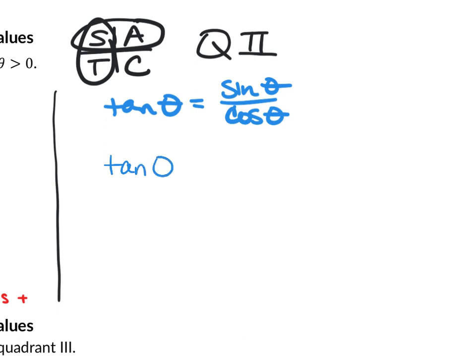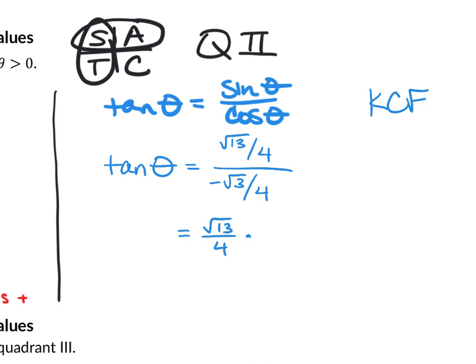So tangent of theta, which is what we're searching for in this problem, is going to be sine of theta, which we found was square root 13 over 4, over cosine of theta, which was given to us as negative root 3 over 4. Ew, we have fractions in our fractions. What do we do to do this without the use of a calculator? Yes, instead of dividing, we want to multiply, but multiply by what? In Algebra 1 and 2, you called it keep, change, flip. Do y'all remember that? You keep the first fraction, you change the divide bar to a multiply sign, and you flip the bottom fraction.